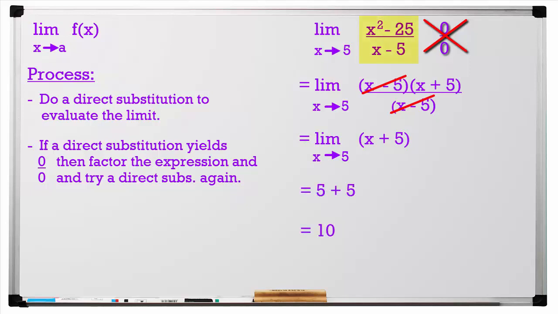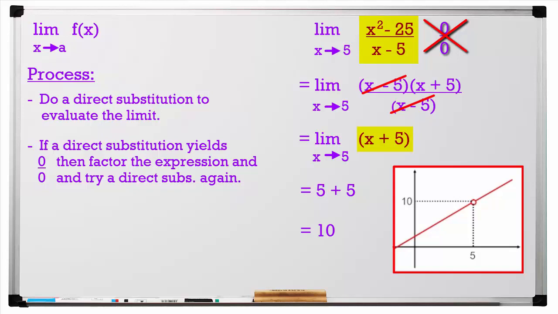x squared minus 25 divided by x minus 5 simplifies to x plus 5. So this is a linear equation as we see in the graph. There's a hole at x equals 5 because the function was not defined at x equals 5. But the limit as we approach 5 is going to be 10.